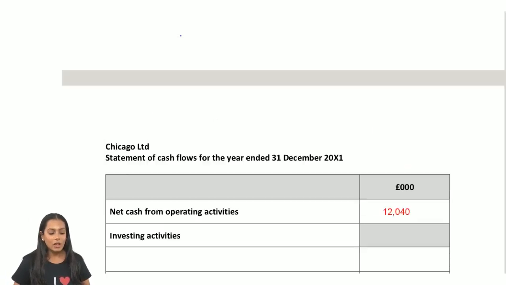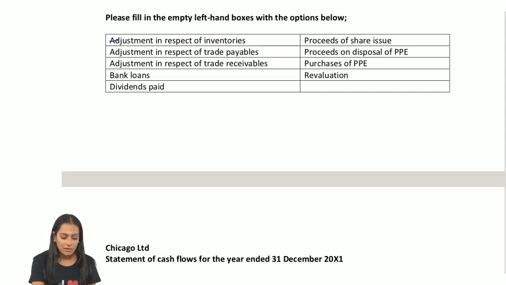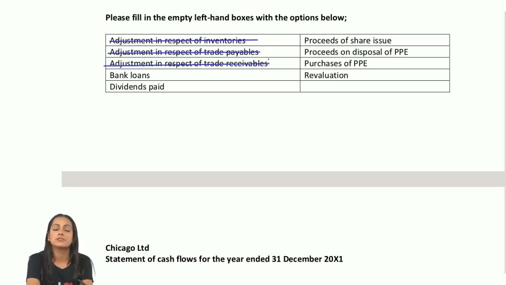Now, the examiner will provide you with a drop-down list, and you need to select the items relative to the investing activities. The first three, inventories, payables and receivables, we should not allow ourselves to be confused with them because they were relating to the operating activities. Bank loans, dividends paid, they relate to financing activities. Proceeds of share issue, these relate to financing activities. It is proceeds of disposal of PPE and purchase of PPE that relates to investing activities.